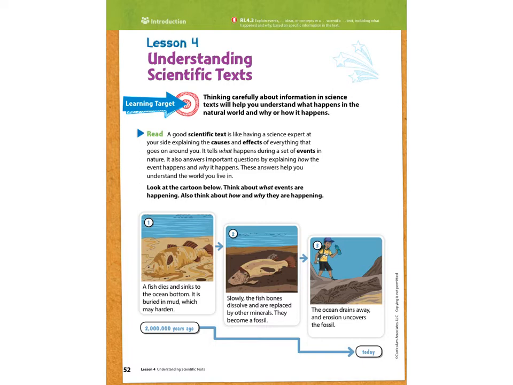And then I have a cartoon on my screen, and it has 3 parts. Underneath the first picture, it says a fish dies and sinks to the ocean bottom. It is buried in mud, which may blank. Just a moment. Picture 2, slowly the fish bones dissolve and are replaced by other minerals. They become a fossil. And then in the third one, the ocean drains away and erosion uncovers the blank.